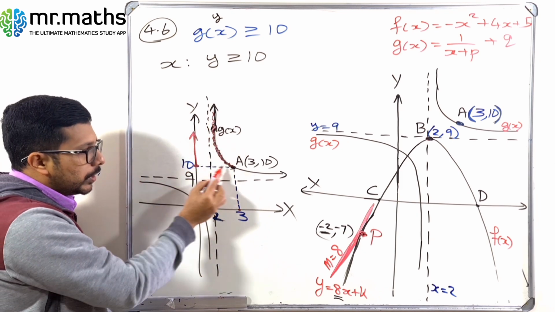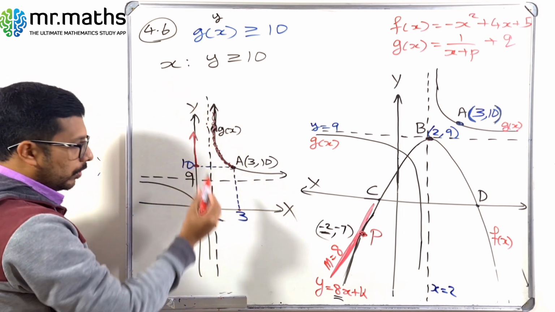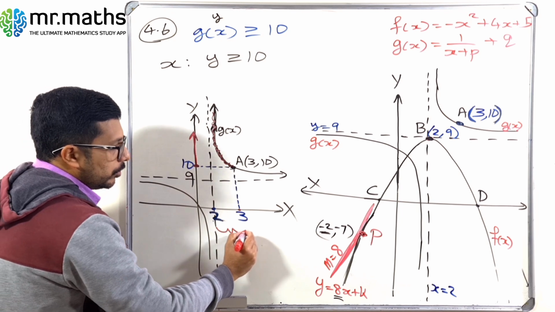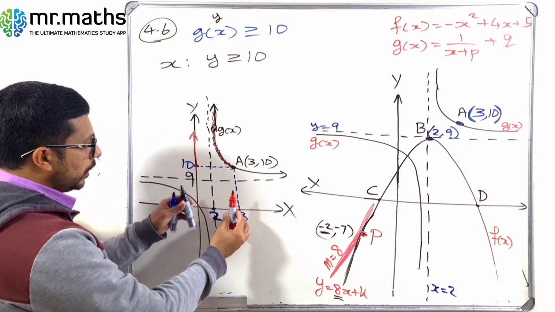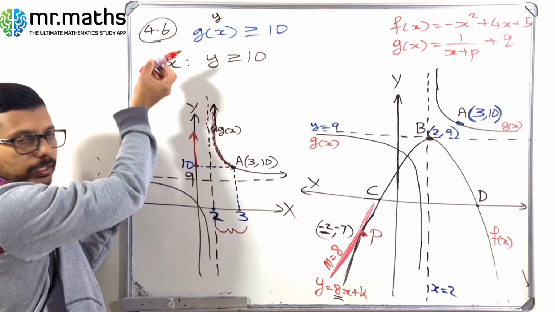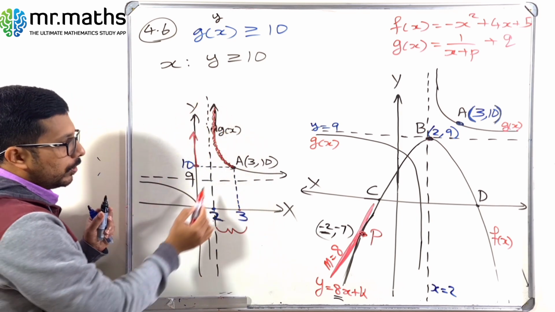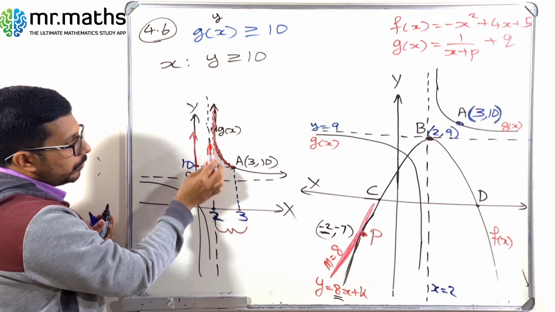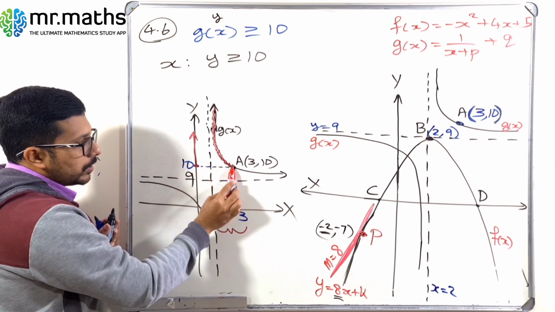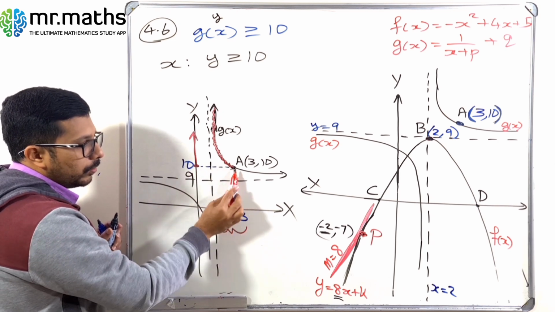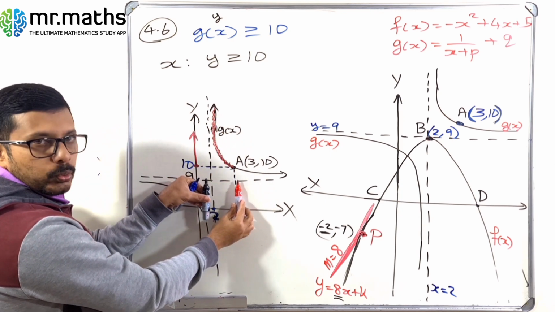And when y is equal to 10, what is the x value? 3. So it means that you have to find the x value. So the x value must be between 2 and 3. Am I right? Then y greater than 10 means this part. So in this part, what is the x value? It won't cross this asymptote. So minimum x value is 2. And when y is 10, what is x value? 3. So y greater than or equal to 10 means the x value must lie between 2 and 3.